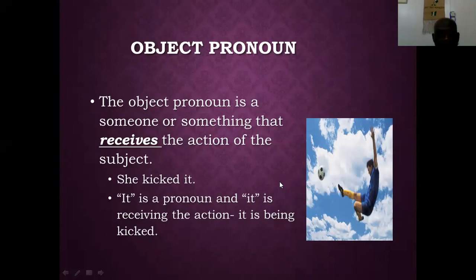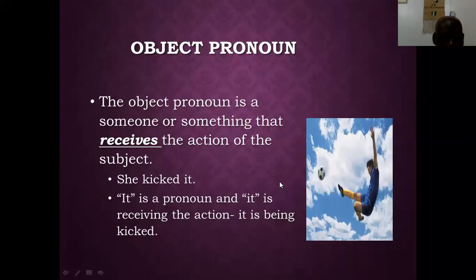So the object pronoun is always seen in the object position. It performs the function of the object of the sentence. Am I making sense? Yes. It is the receiver of the action that is carried out by the subject of the sentence. She kicked it.